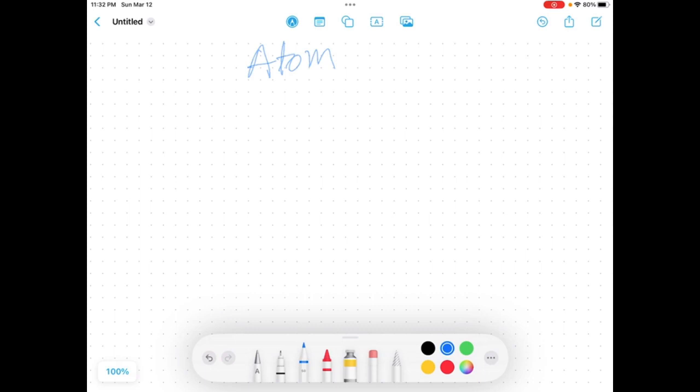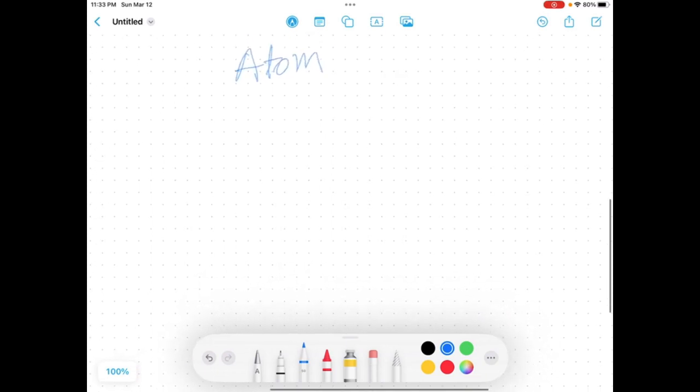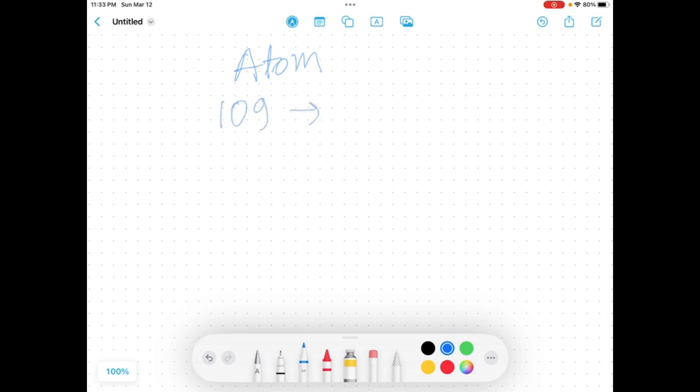So atom is the smallest unit of any element. Okay. We know there are lots of elements available in this world. In current world, till now, the scientists discovered 109 elements. Actually, 109, and in some cases, people say 111 elements.